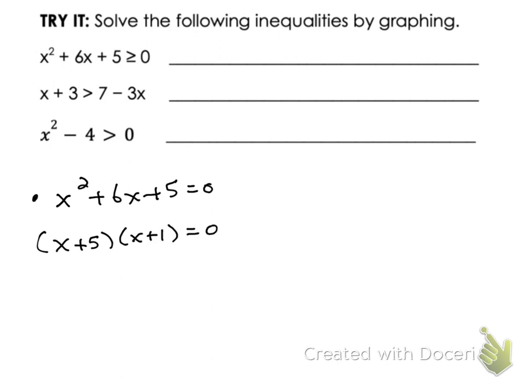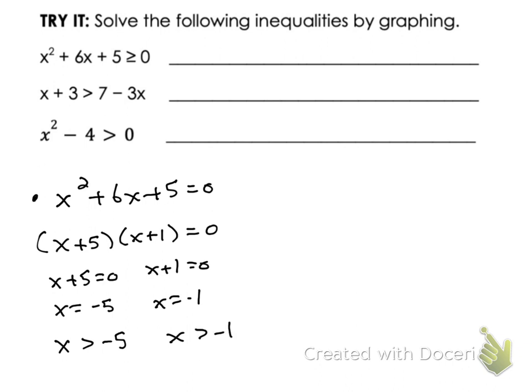All right. And so if we set both of those equal to 0, that'd give us our zeros, right? So when we graph this, that's where it crosses the zeros. That's where it crosses the x-axis, right? So that will end up being x is greater than -5 and x is greater than -1.